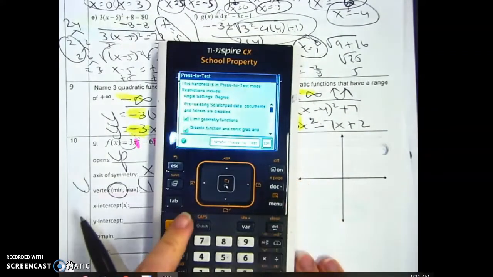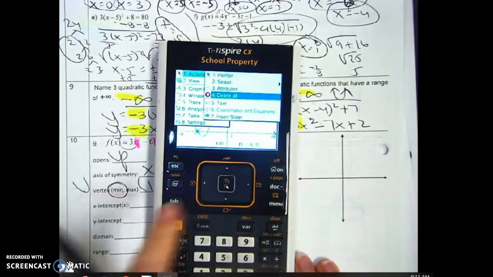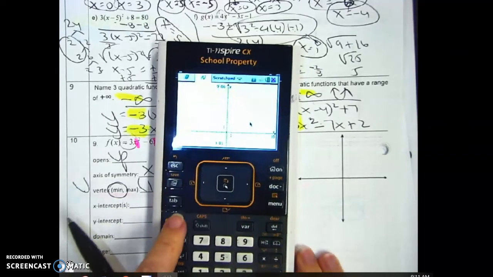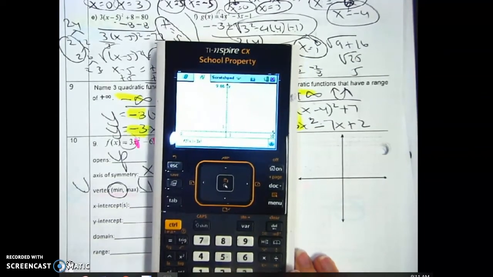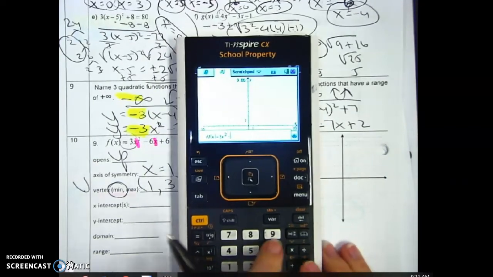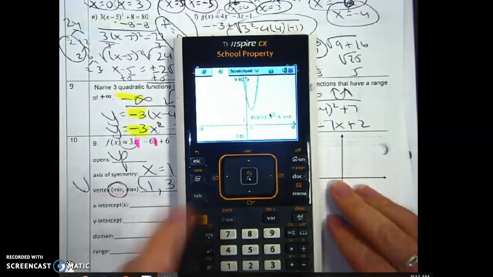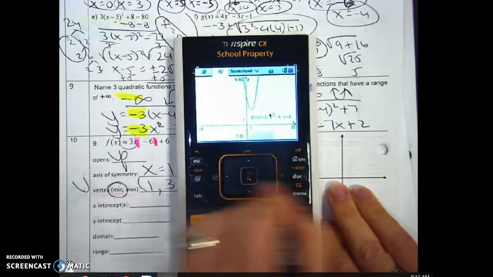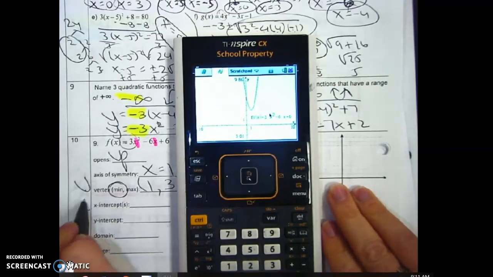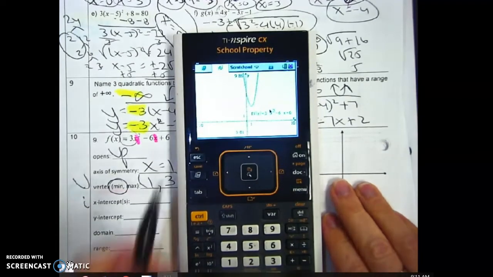Make sure I'm good. So menu, actions, delete all. Am I sure? Of course. Control G, 3x squared minus 6x plus 6. And some of you are really good about doing this. Ooh, look at this. It's not crossing the x-axis. That means my x-intercepts will be imaginary.